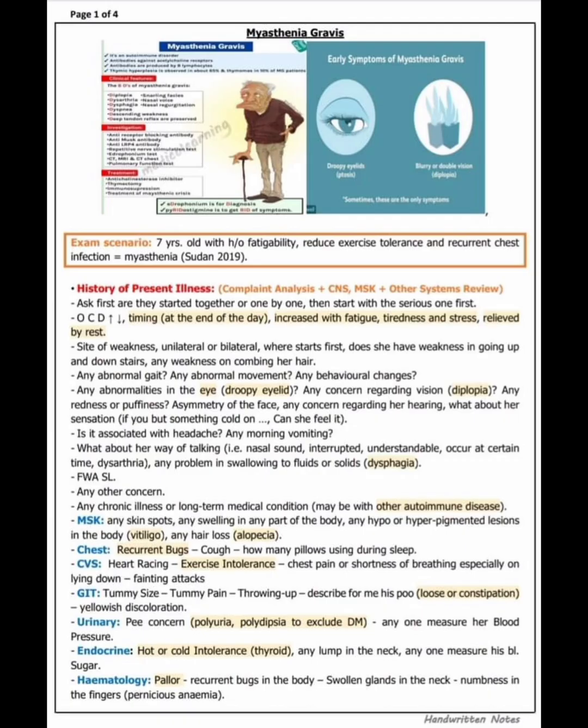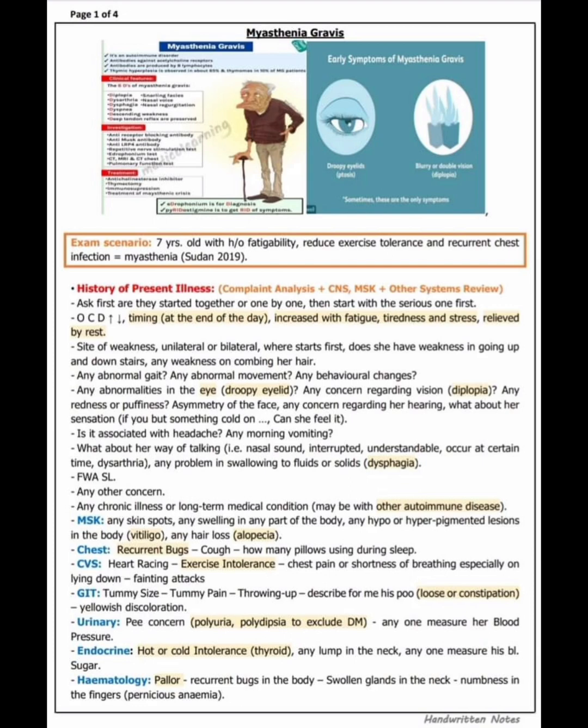For the history of Myasthenia gravis in the exam, the scenario is a 7 year old with a history of fatigability, reduced exercise tolerance and recurrent chest infections. Take the history. We know that fatigability is one of the features and it progresses through the day, like in the evening time the fatigability is increased.